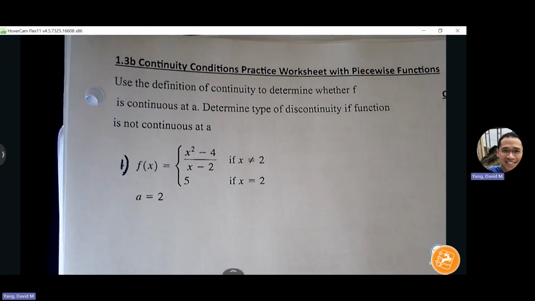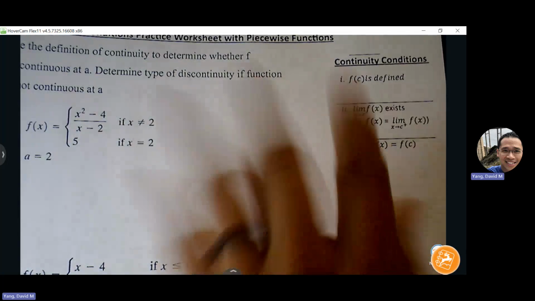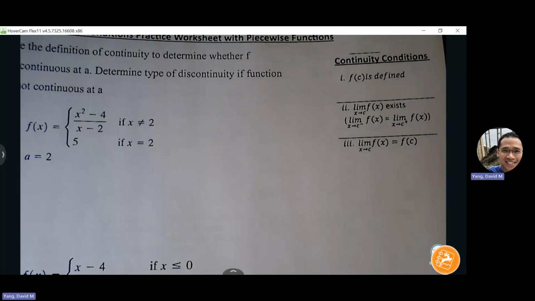Okay, so we see a definition for continuity here. For all these problems, we're just going to step through continuity conditions. Now, sometimes it may be the second condition that fails. Sometimes it's the third condition that fails. Sometimes all three pass. If all three pass, then our function is continuous at that point.